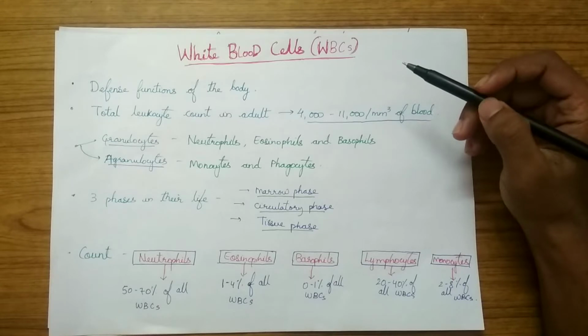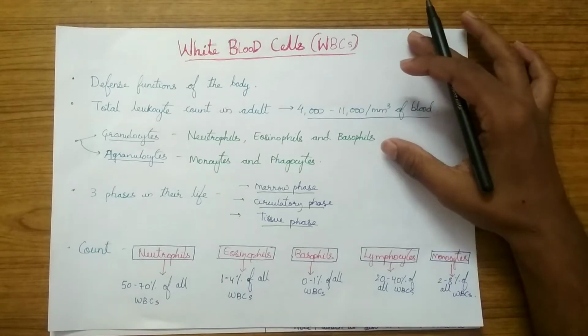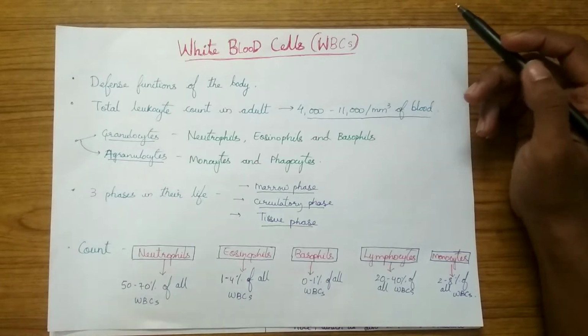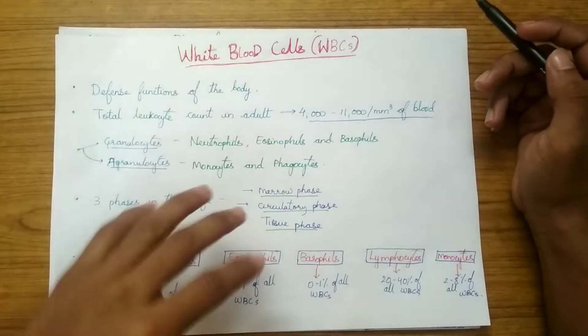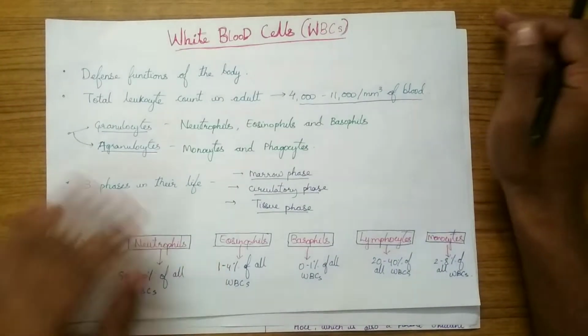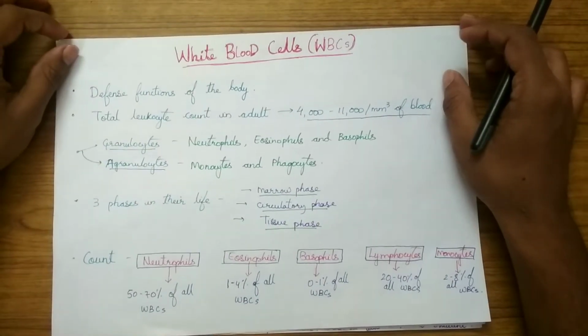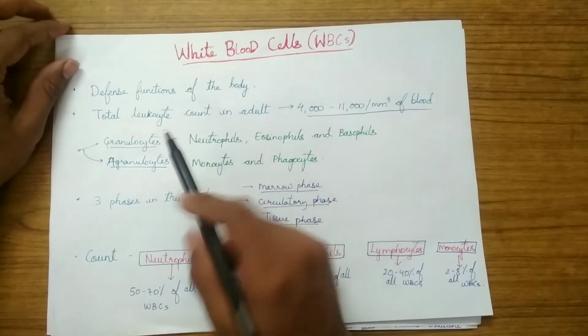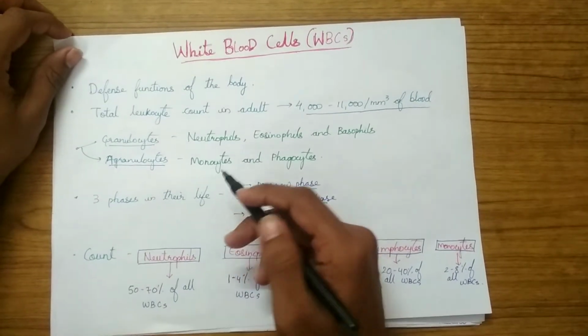Today I will be talking about the topic white blood cells. It is one of the most important topics in the blood physiology unit, and the most frequently asked question from this topic is the neutrophil phagocytosis process, which I will be talking about later in this video. So let's start.